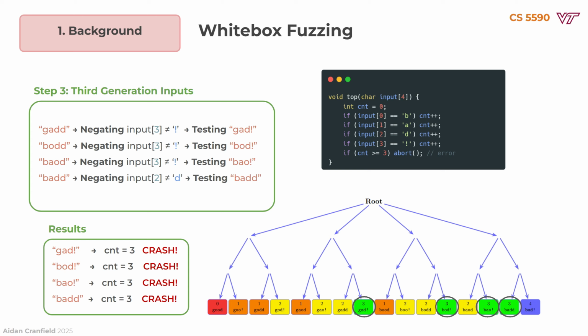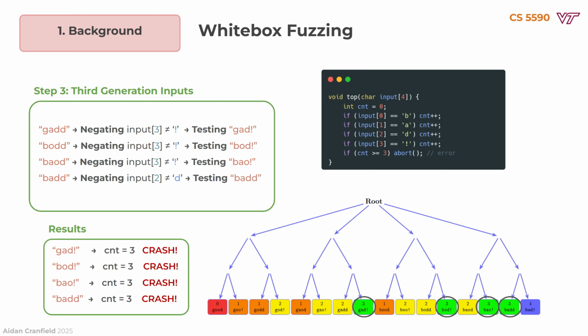Now since there are 5, there's 1 more, and that is bad, which will be found when we take bad exclamation point, when we take bad with 2 Ds and negate the final constraint, and then we get the final error input, and we found all 5 inputs that cause an error.